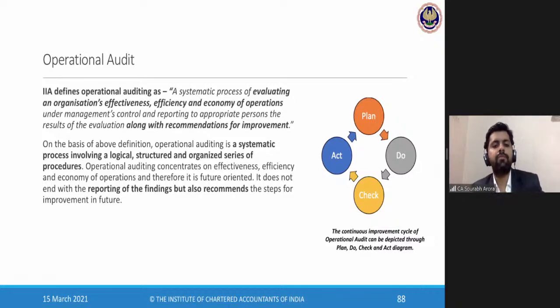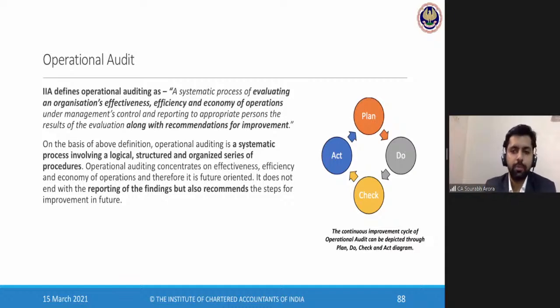On the basis of the above definition, operational auditing is a systematic process involving a logical, structured, and organized series of procedures. You can read this. Definition: a systematic process of evaluating an organization's effectiveness, efficiency, and economy of operations under management control, and reporting to appropriate persons the result of the evaluation along with the recommendations for improvement. So it's as simple as evaluating the organization's effectiveness, efficiency, economy, and giving recommendations for improvement. It's only that.